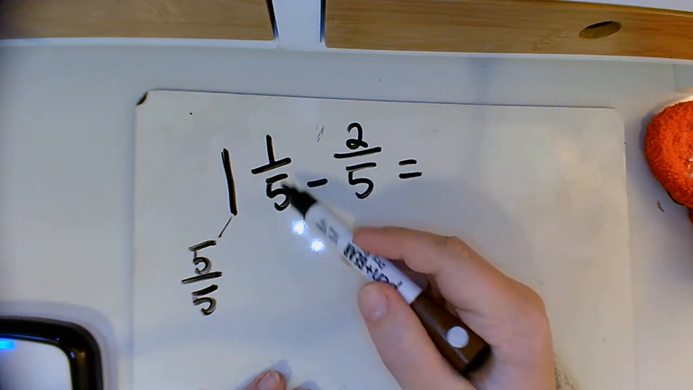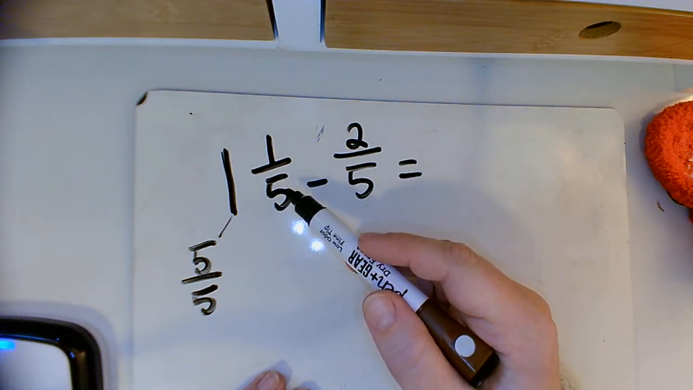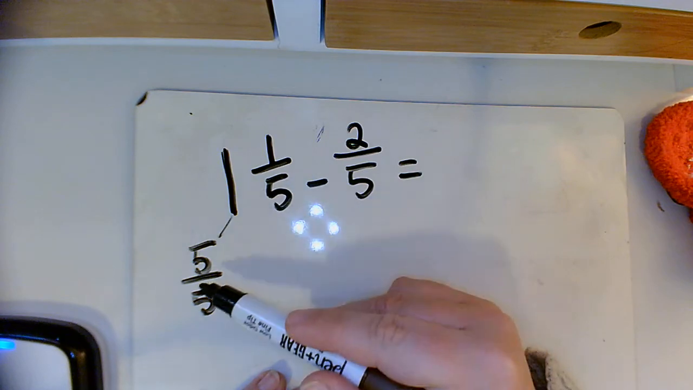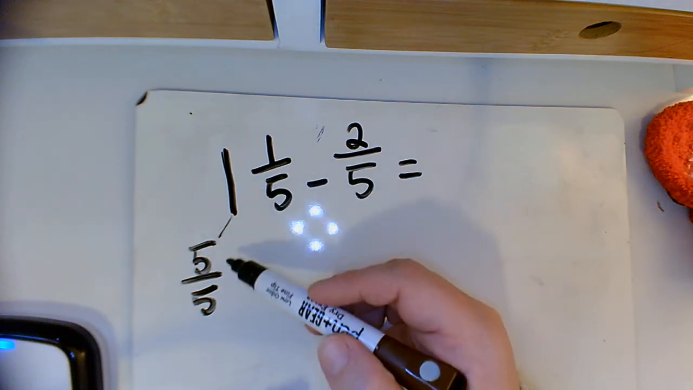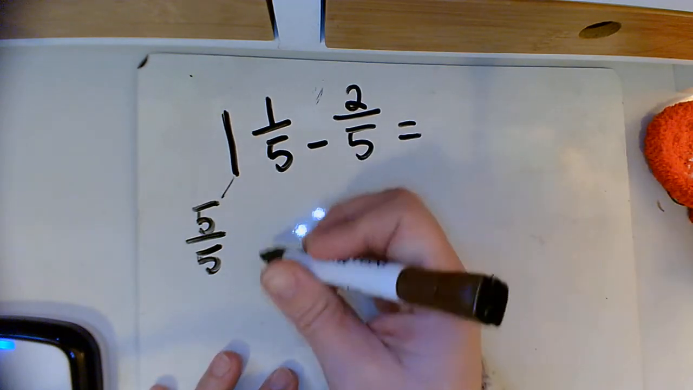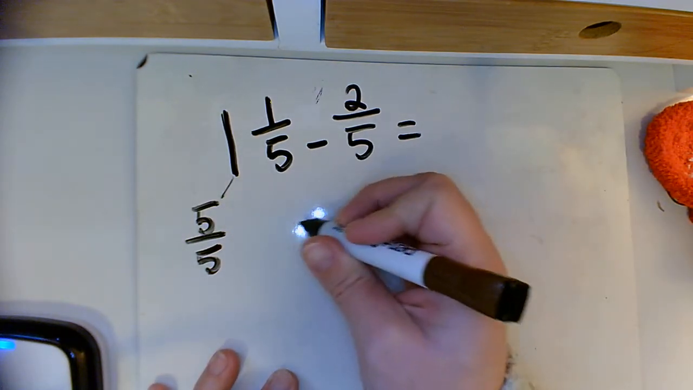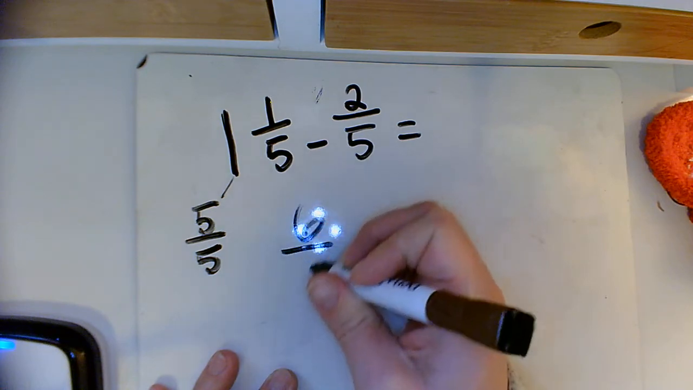But we also had this 1/5, right? So we need to add those two together before we subtract. So we have 5 plus 1 is going to give us 6/5. So our new subtraction problem is going to become 6/5.